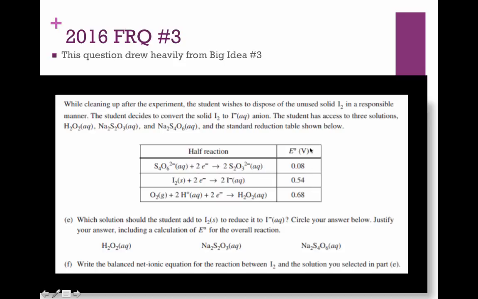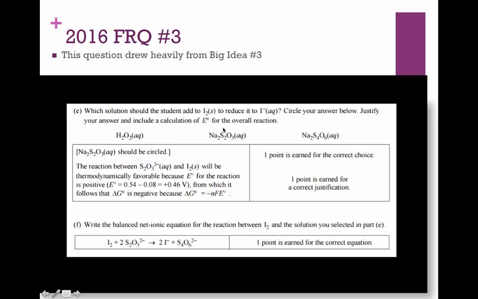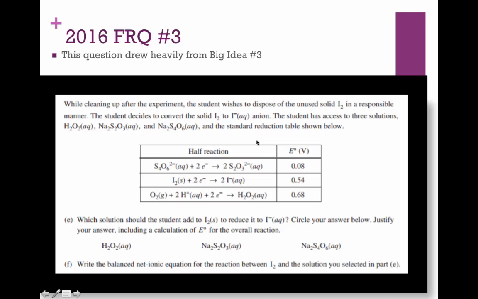If I flip this reaction, what do I do with E? Flip it, make it negative. And then how do I find the overall cell potential? Add the two together. So Na2S2O3 is what we're going to use to reduce I2 to I minus. Really what this is asking is, what should we use as the reducing agent? It just didn't use the term reducing agent. So this wants to know what should be the reducing agent in this reaction. Well, that's going to be whatever needs to be oxidized.